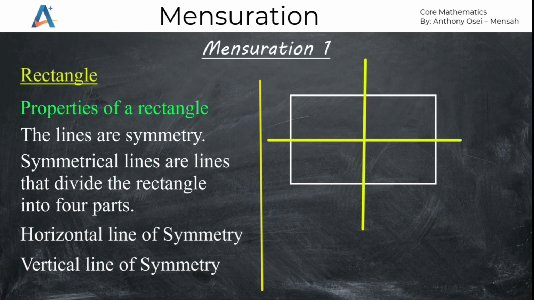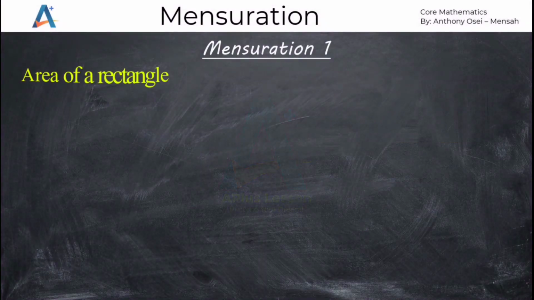Now that we have known the properties, let us now proceed to look at the formula of the area of a rectangle and the formula for finding the perimeter of a rectangle. So our topic is area of a rectangle. Now that we know the rectangle by its properties, we can now take the formula for the area.